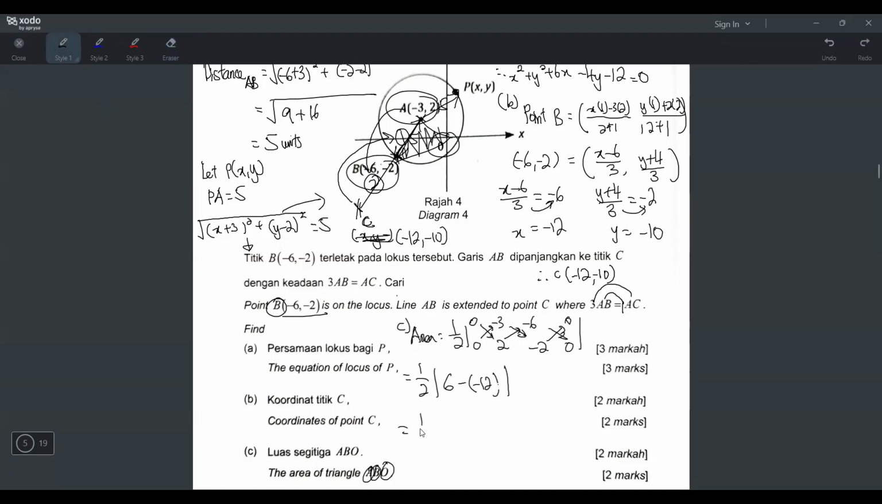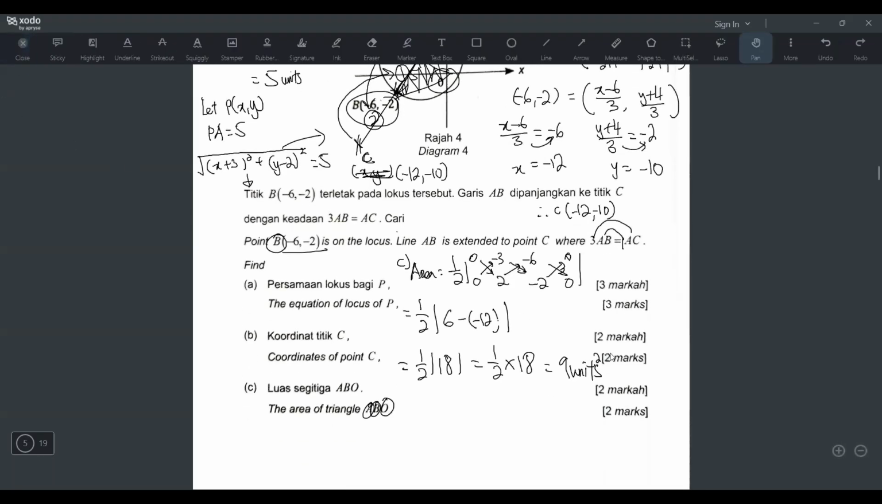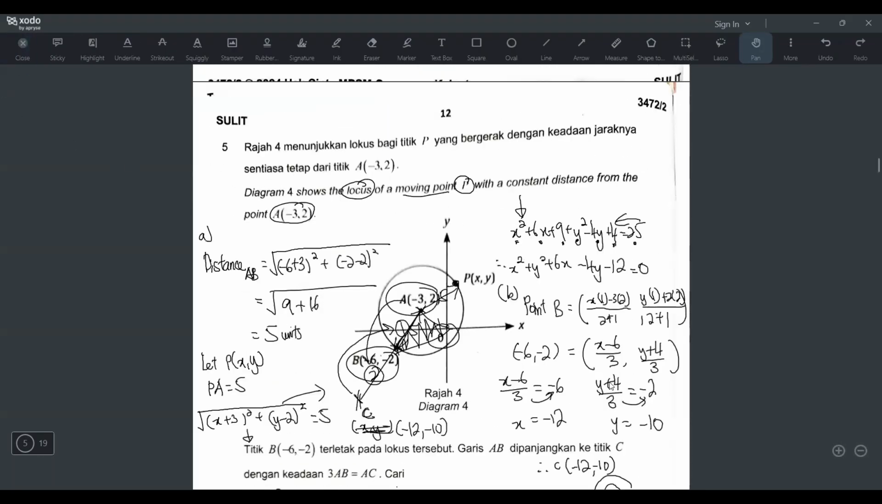That's all. Okay, now you get 1 over 2 times modulus. 6 plus 12 is 18. And what is modulus 18? 18. And then divide by 2, which is 9. So the answer is 9 unit square. Make sure you write unit square because this is area, right? So that's all. The full mark is 3, 5, 7. So 7 marks for this.